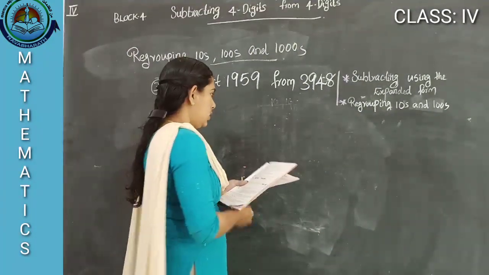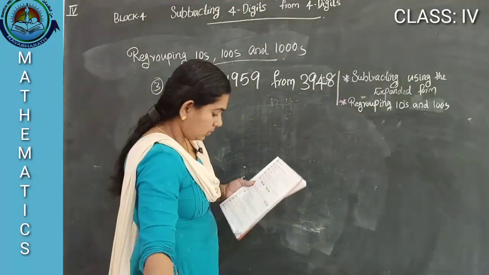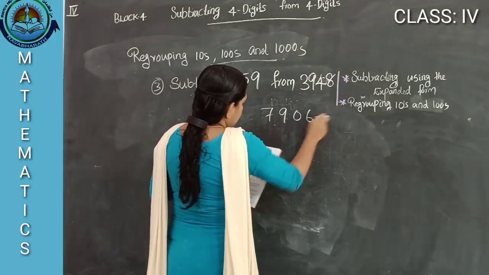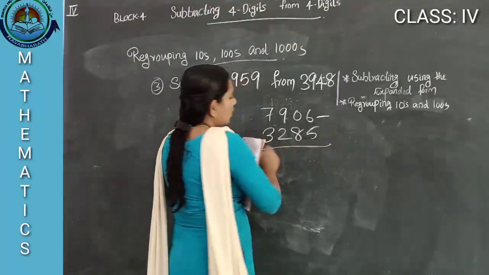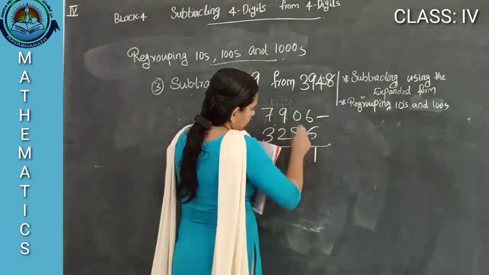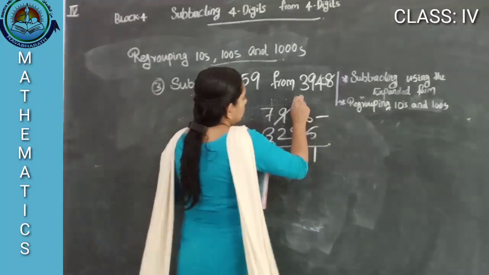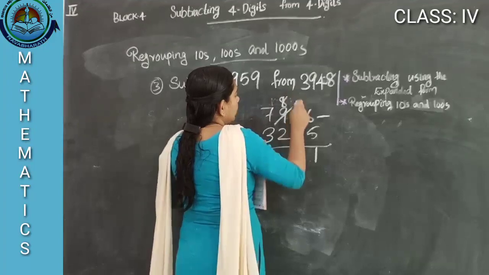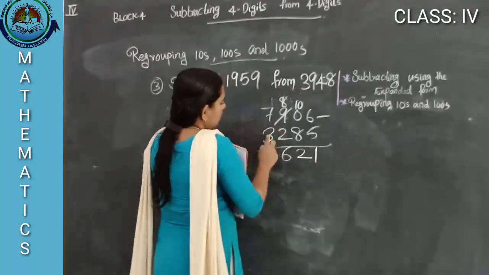Next question. 7,906 minus 3,285. You should draw the column. Okay. 6 minus 5, 1. 0 minus 8 is not possible. We are taking 1 from the 100 place to tens. This 0 becomes 10. This 9 becomes 8. 10 minus 8, 2. 8 minus 2, 6. 7 minus 3, 4.